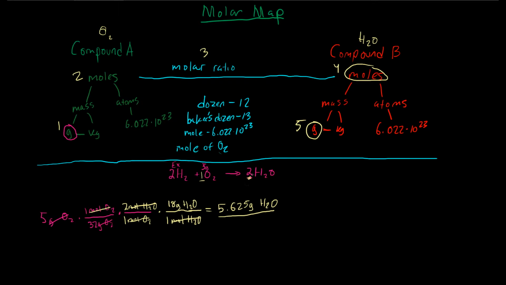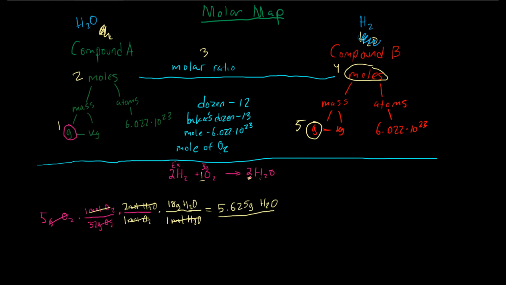Say I wanted to know, if 5 grams of O2 was put into this reaction and I got 5.625 grams of H2O out, how many grams of H2 did I use? The way you would do this is you'd go back the same way we did. We're going to make compound A now, I'll do this in a different color. Compound A now is going to be H2O, and compound B is actually going to be H2.